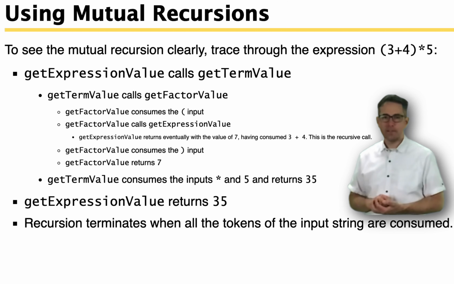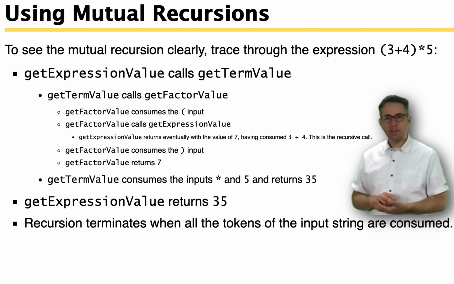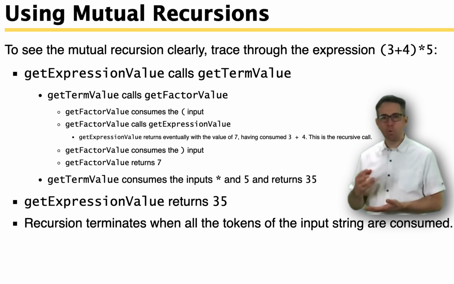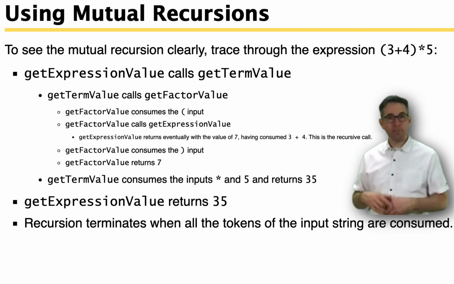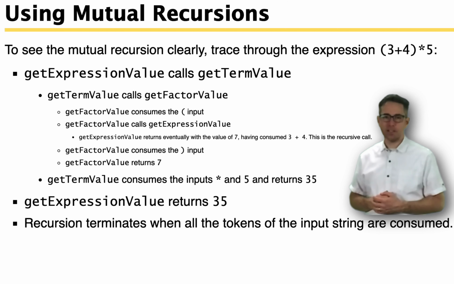And so it's going to pull off that parenthesis, and it's going to allow the expression within there to be evaluated to 7. 7 will be returned, we'll consume the right parenthesis, and then we'll pass 7 back up the chain. Get term value will consume the times and the 5, and will return 35. And expression value will get that result as a return value back, have the 35, and return that as the answer. So recursion is going to terminate when we have consumed all the tokens of this input string.